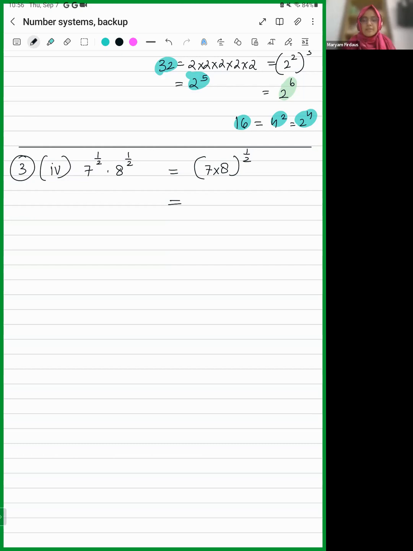56 to the power 1 by 2. So this will be 56 to the power 1 by 2. That is the final answer. Now over here, just remember it was multiplied, that's why we multiplied here. If you have divided by in place of multiplied, then you take divided by over here. Okay, that's all.